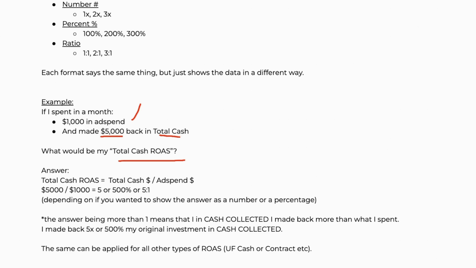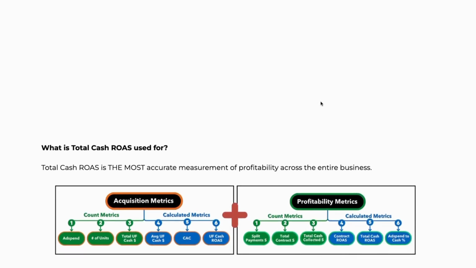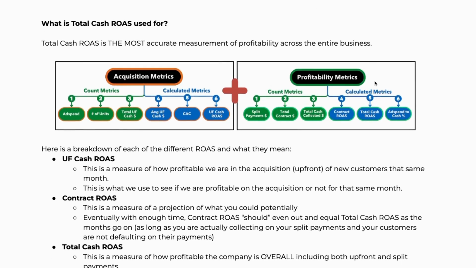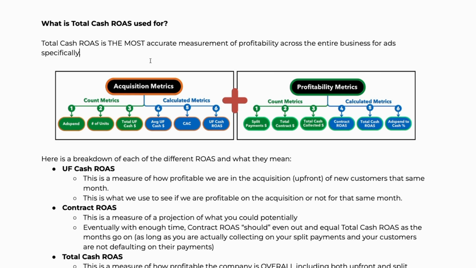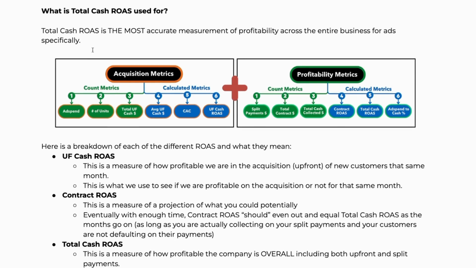And so what do we actually use total cash ROAS for? Total cash ROAS really is the most accurate measurement of profitability across the entire business for ads specifically. And I'm actually going to go ahead and add that in here right now, for ads specifically. The reason I say that is because if we're talking about the most accurate measurement for profitability, period, that's probably going to be more like net operating income, or something like gross margin, net profit. That's probably a more accurate net at the end of the day, how much money was actually made in the business, right?